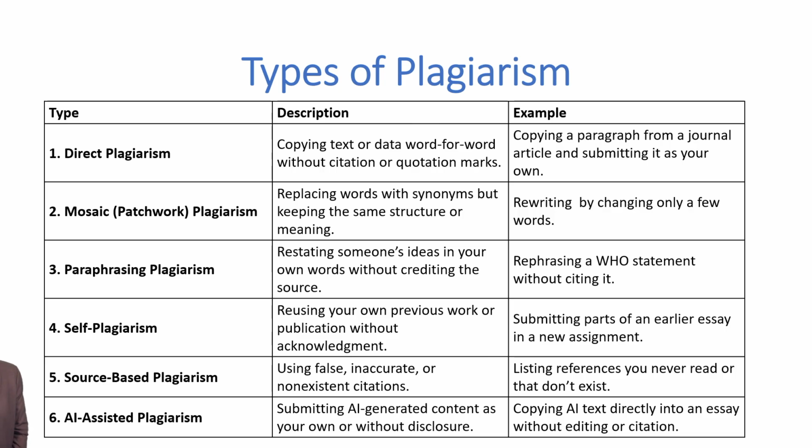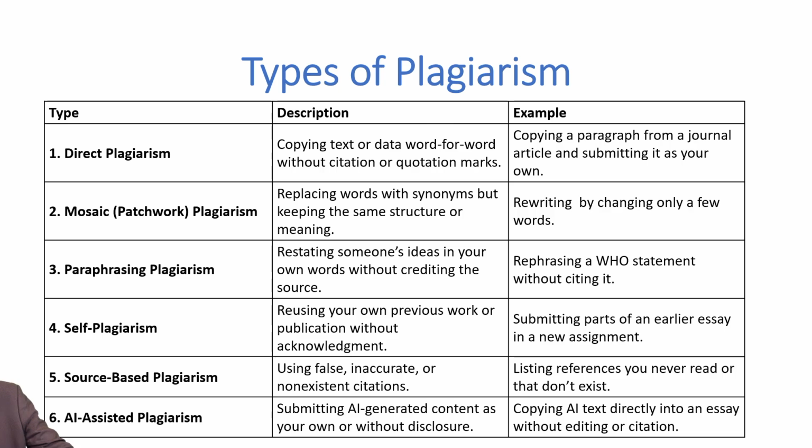It's direct copying of text, like maybe copying a paragraph from a journal and so on. The second type is mosaic plagiarism. And this type of plagiarism happens when students think changing the words is enough, like replacing words with synonyms while keeping the same structure. An example is rewriting by changing only a few words or using some of the tools that can do paraphrasing, rephrasing.